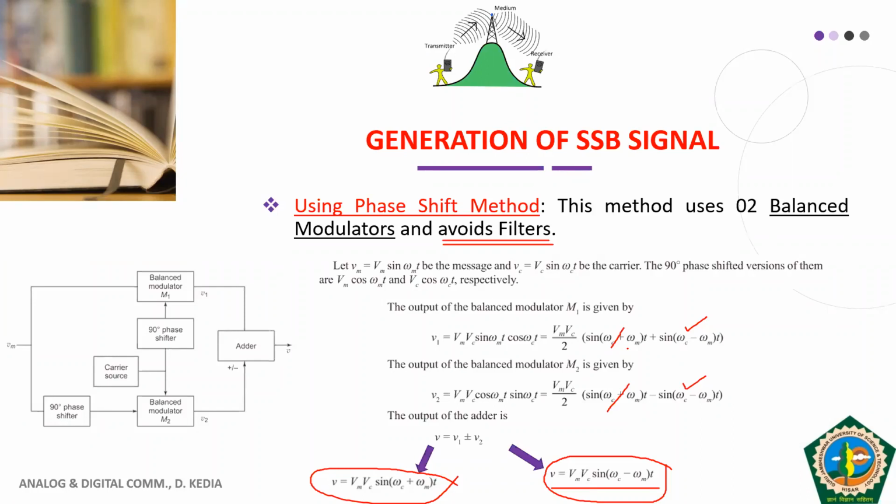Though I am saying that the phase shift method is a perfect method, it avoids the filter and uses two balanced modulators, there are some disadvantages associated with the phase shift method for single sideband signal generation. So let us see those, and then in order to remove those disadvantages, we will move to some other method that will be derived out of the phase shift method. Okay, so now let us see that.